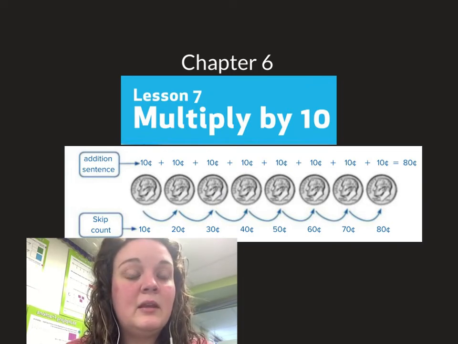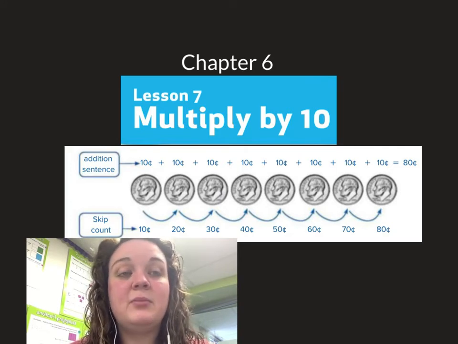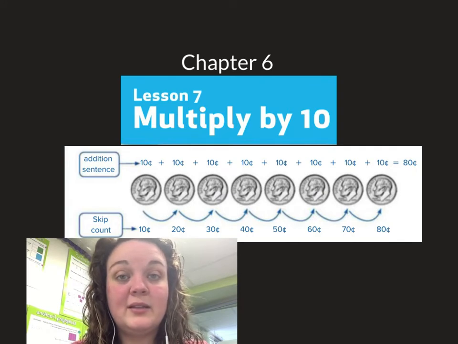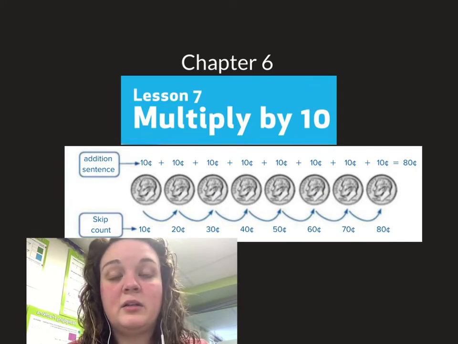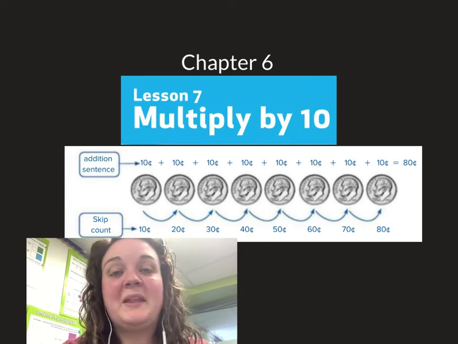Up here it says we can do an addition sentence. We're saying 10 plus 10 plus 10, or we can skip count. And skip count is such a wonderful thing. Tomorrow we're going to learn about what's called multiples. Skip counting and multiples are about the same thing. So let's get started.